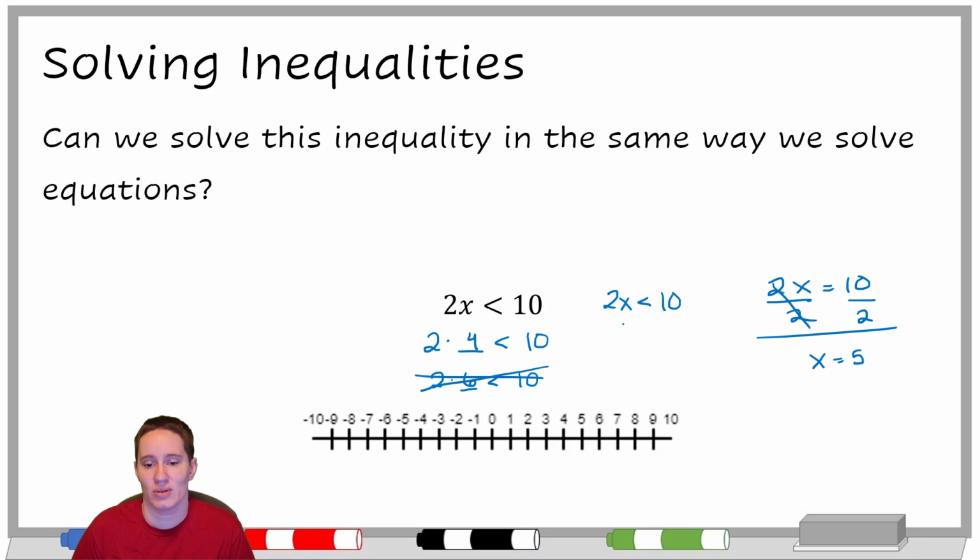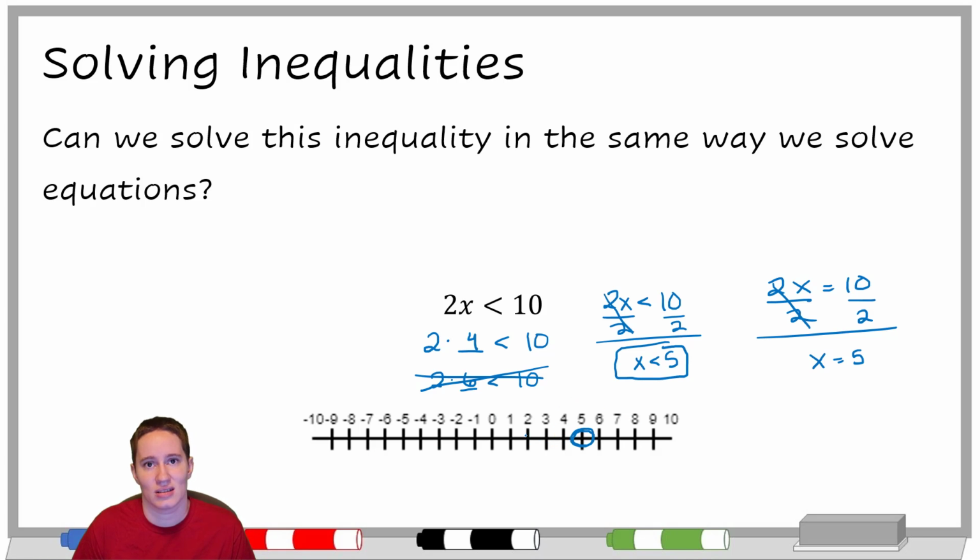We can solve this the same way we solve equations, by dividing both sides by 2. And we get x is less than 5. So if we're solving an inequality, there are kind of 2 things we could be asked to do. We're asked to solve it, so we have an inequality answer that x is less than 5. But we also may be asked to graph it on the number line. So if you see instructions that say solve and graph, you really have 2 answers going on there: the solution written out as an inequality, and then the solution graphed on a number line.